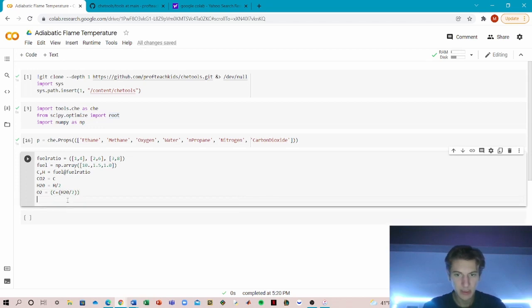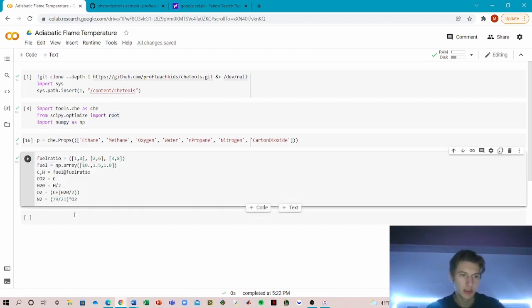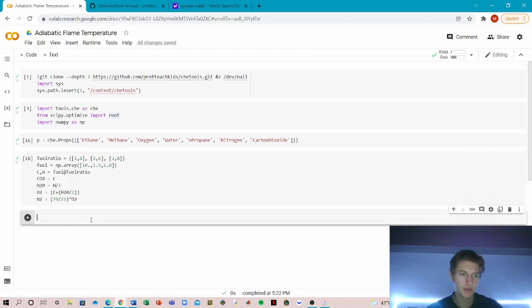And we need one last one, N2 equals, and then this will be the ratio with oxygen, say 9 over 21 times O2. Alrighty. Yeah, that should be good. I'll come back to it later if it's a little messed up, but as of now that should help.